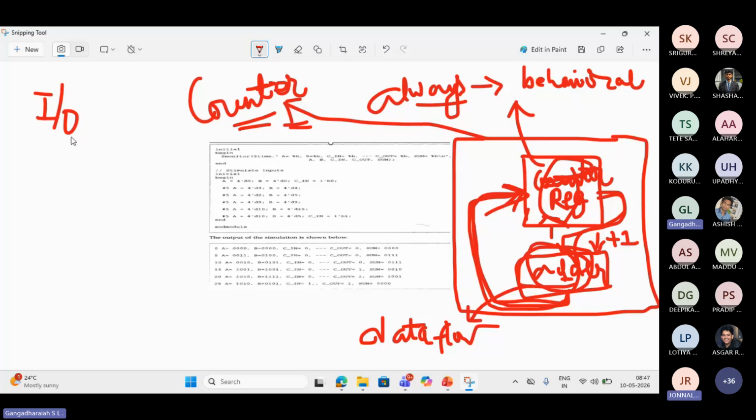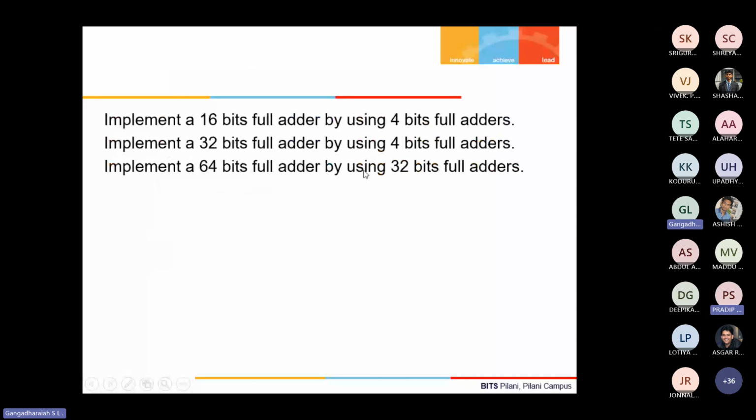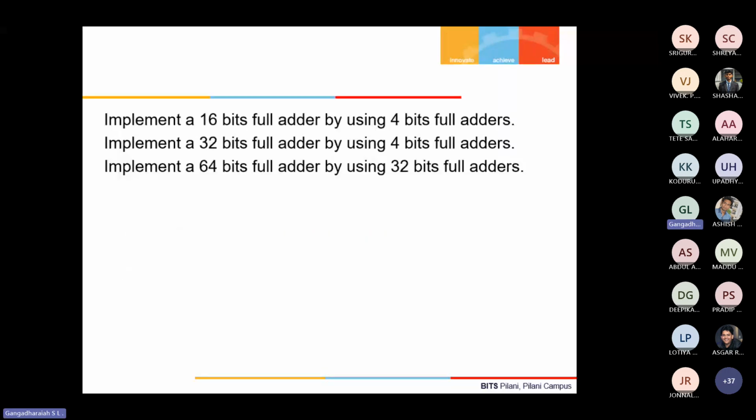Shall I go ahead? Yes, sir. So I'll go a little fast. Please speak up if you have any doubts or questions. I think I have discussed this. You remember last class I told you, I think I told you to take this as an assignment. Yes or no?